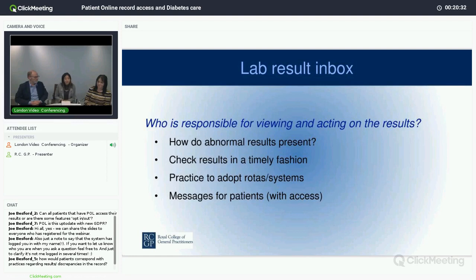Also, some computer systems will allow the function to actually write messages to patients. So if, for example, a result appears as abnormal. So for example, if you had a cholesterol that was 5.6 and it was highlighted in red, it doesn't necessarily mean that that result was abnormal, because a patient's previous cholesterol may have been 6.5, so actually they're doing very well. But obviously a patient seeing a result in red may get quite concerned about that.